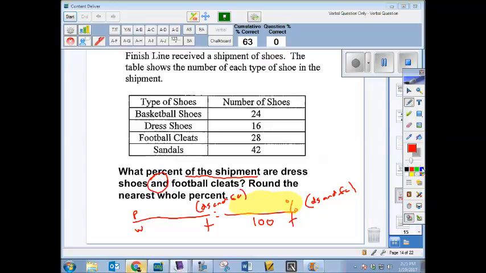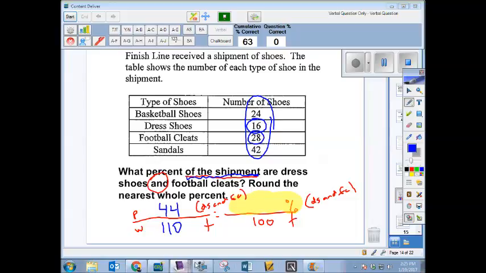All right. So I look up and I say, here's my dress shoes. Here's my football cleats. What do I need to do to those two numbers? Yeah. I need to add them together. That's where I'm going to get what, 44? 44 out of 110. You got to add all these up to get your total amount of shipment. Now, right there it says of the shipment. Of. Doesn't of mean whole, guys? Of the shipment. So now from here we can cross multiply and divide.